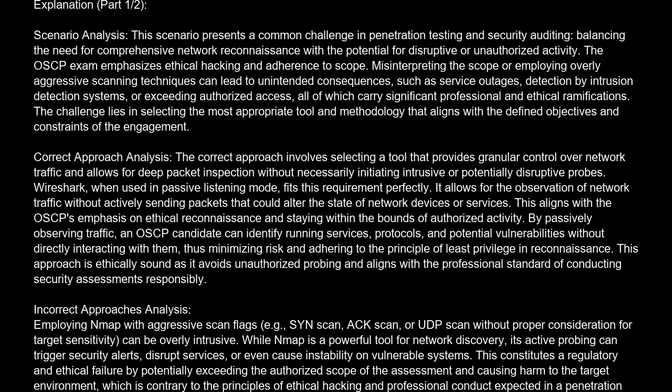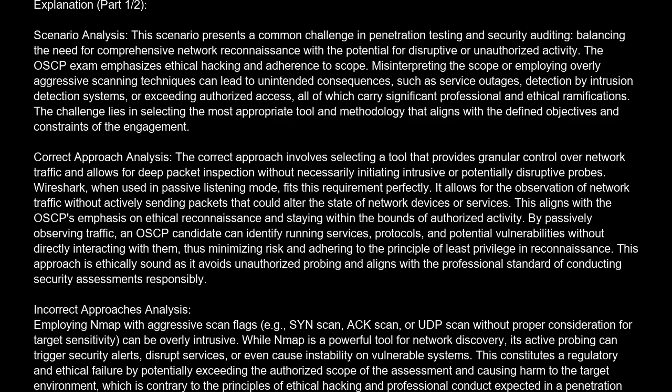Incorrect approaches analysis. Employing Nmap with aggressive scan flags, e.g., SYN scan, ACK scan, or UDP scan, without proper consideration for target sensitivity can be overly intrusive. While Nmap is a powerful tool for network discovery, its active probing can trigger security alerts, disrupt services, or even cause instability on vulnerable systems. This constitutes a regulatory and ethical failure by potentially exceeding the authorized scope of the assessment and causing harm to the target environment, which is contrary to the principles of ethical hacking and professional conduct expected in a penetration testing engagement.